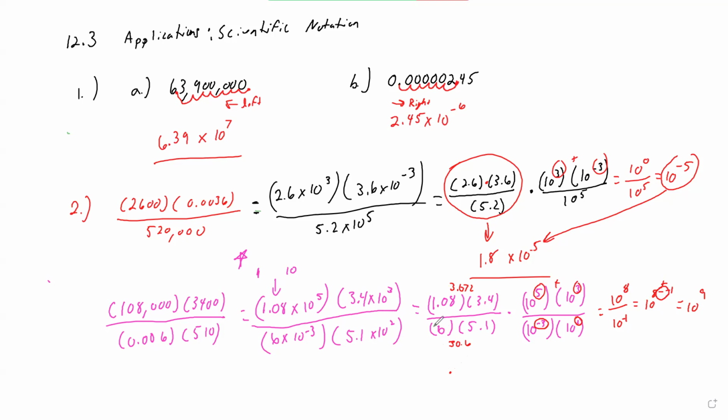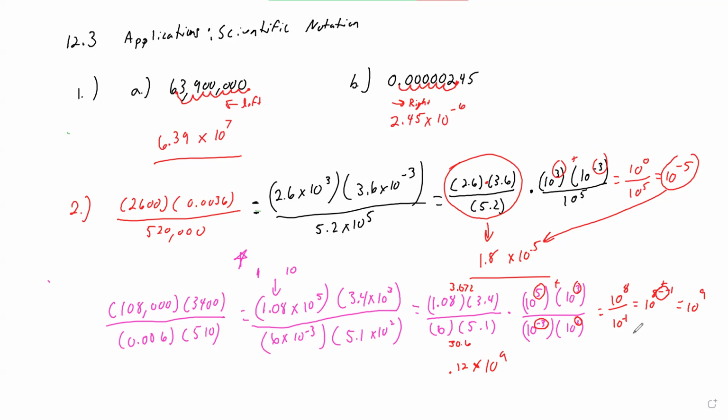So it'll be the top divided by the bottom. So it'll be 3.672 divided by 30.6. Perfect. So you get the 0.12 times 10 to the 9th power, because that's what you calculate here. But this problem would be incorrect. Can anyone tell me why?